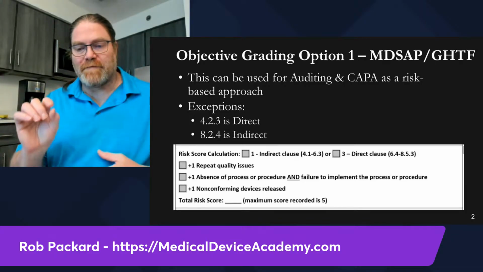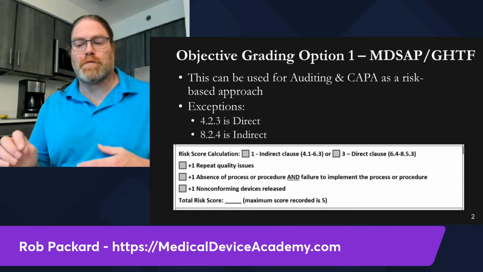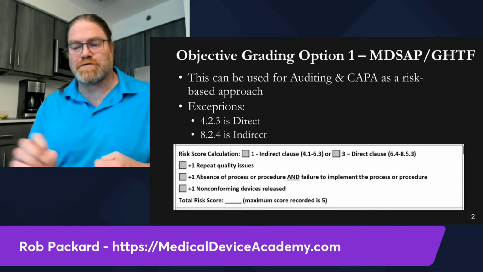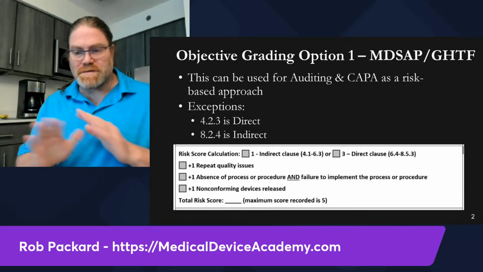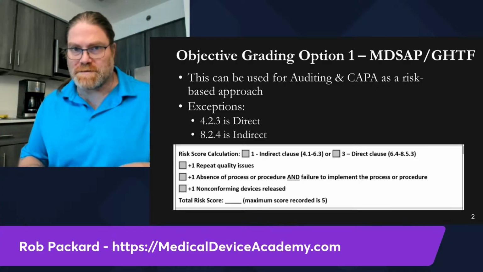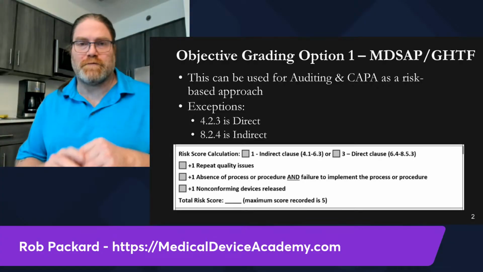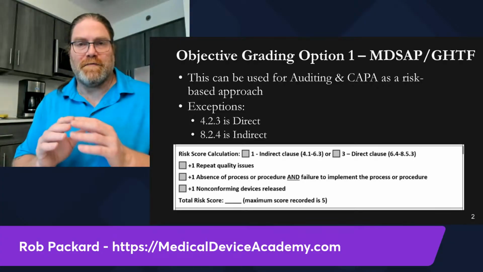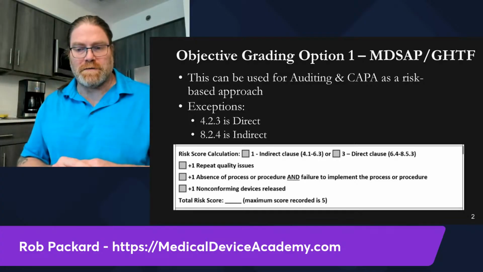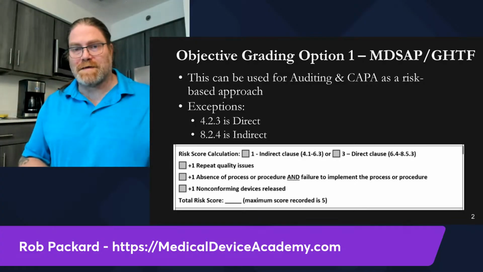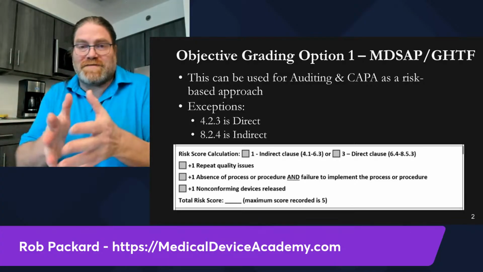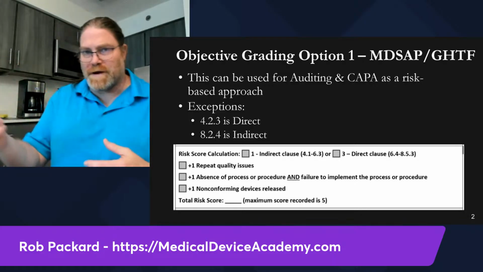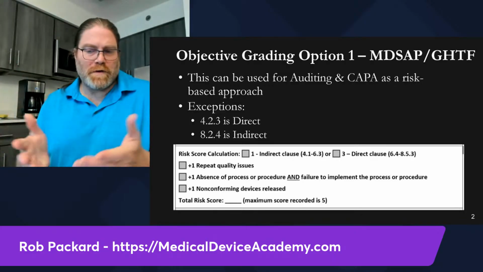Next, we have absence of the process or procedure and failure to implement the process or procedure. So this means you have no process. It doesn't exist. You have no records, you have no procedure, nothing. That's what it takes to escalate that one. So if you haven't had this happen in the last 3 years and you have something, you have a procedure, you have a record, you have something, neither one of those rules are going to apply.